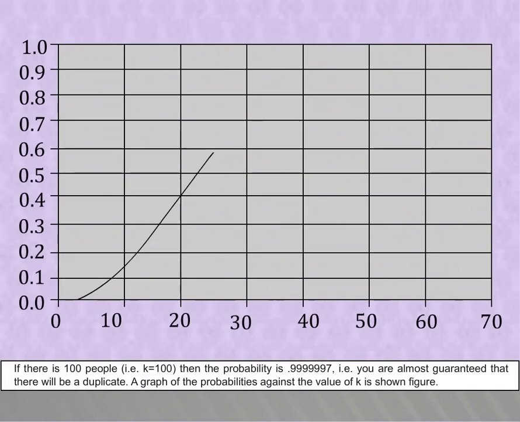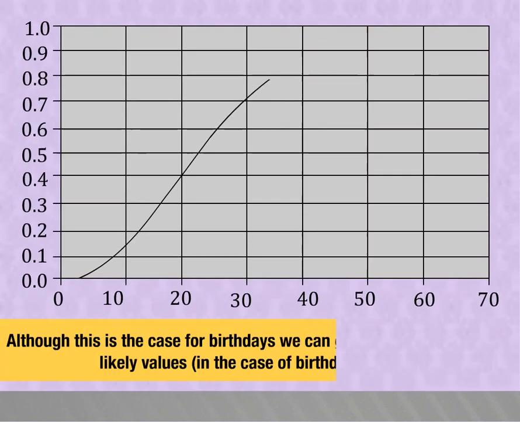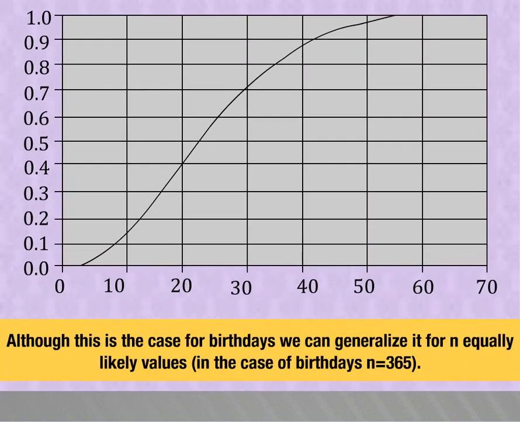If there are 100 people, that is k is equal to 100, then the probability is 0.9999997. That is, you're almost guaranteed that there will be a duplicate. A graph of the probabilities against the value of k is shown in the figure. Although this is the case for birthdays, we can generalize it for n equally likely values. In the case of birthdays, n is equal to 365.